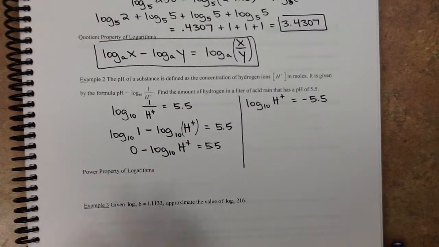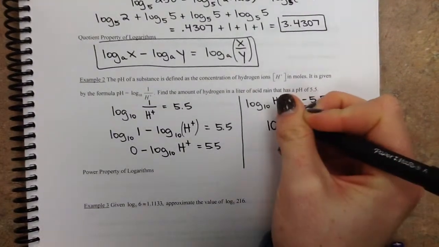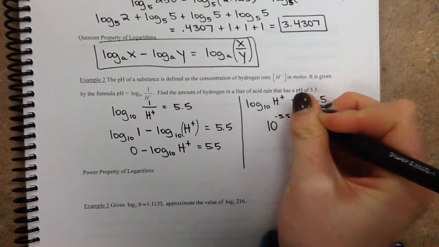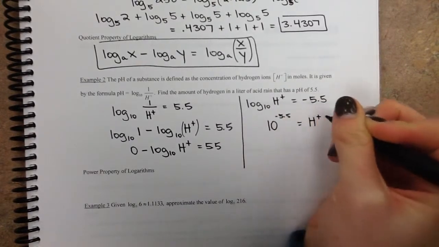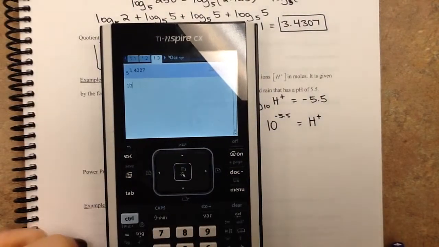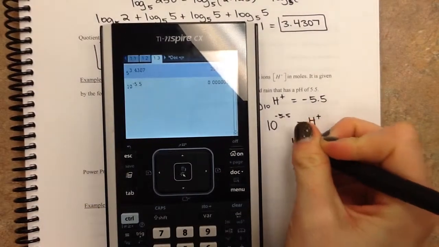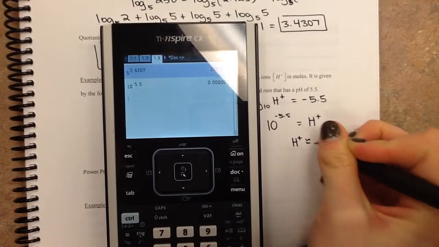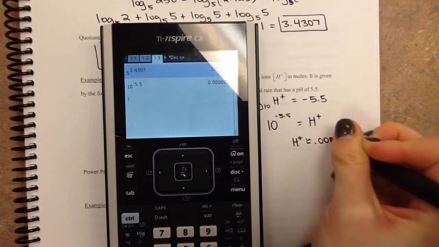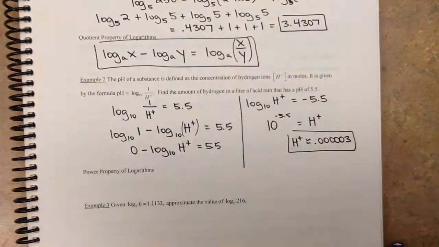And then when we want to get the H plus by itself, we're going to convert this into our exponential form. So we've got 10 raised to the -5.5 power comes out to be the concentration of hydrogen. If I just plug that in, I will end up with the H plus. So 10 raised to the -5.5 gives me approximately point, and then 1, 2, 3, 4, 5 zeros before the 3. All right, so that would be your final answer.